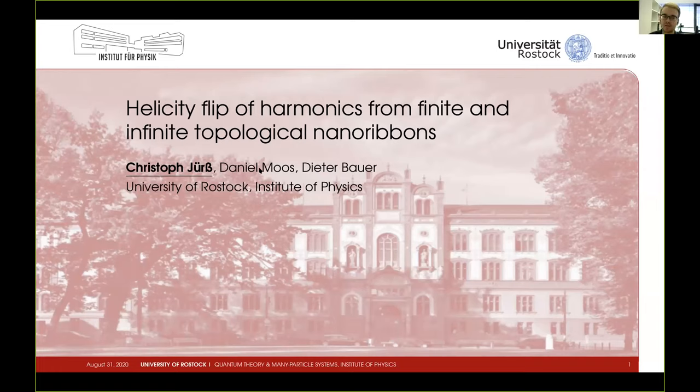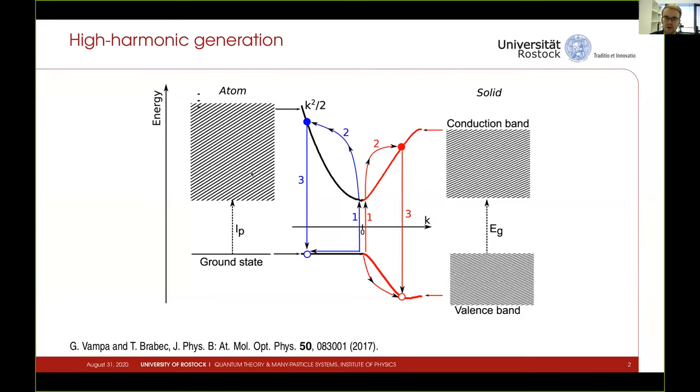My talk is about helicity flip of harmonics from finite and infinite topological nanoribbons. You might be familiar with the three-step model in HHG, the generation of harmonics in the semi-classical model, which is sketched here on the left. We have an electron in the ground state, which is excited into the continuum and moves around in there. And by recombination with the hole in the ground state, high harmonics can be emitted. There's a very similar model in solids, where instead of a ground state, we have a valence band, and instead of the continuum, we have a conduction band. But the three steps are similar. The electron is excited by the laser pulse into the conduction band, where it moves around, and the hole, respectively, in the valence band. And if they recombine, a high harmonic photon is emitted.